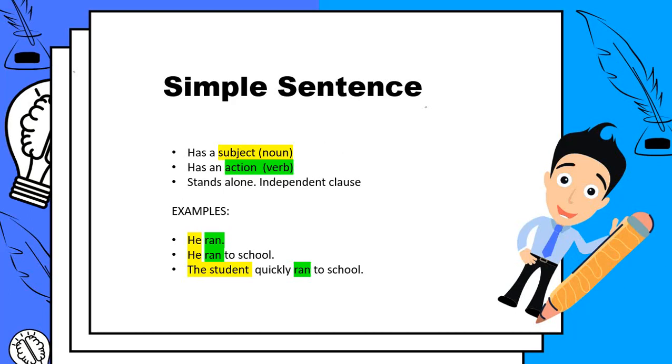So examples, it could be as basic as he ran. The subject, the noun is he, and the action, the verb is ran. He ran. He ran to school. The student quickly ran to school. The yellow is a noun, and the green is the verb. They all stand alone, they all make sense by themselves, they are all independent clauses.